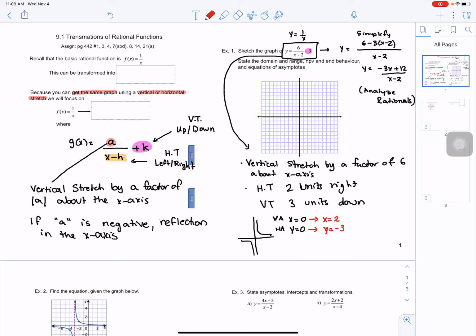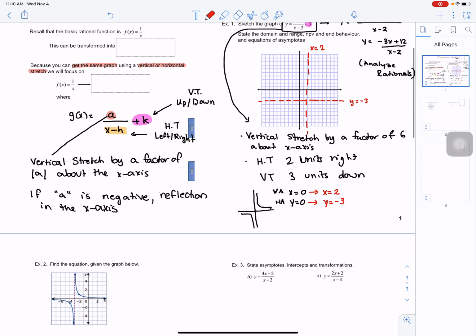So I'm going to plot these points. 1, 2, 3. So there's my horizontal asymptote, y equals -3. I plot my vertical asymptote, x equals 2. And then my graph is just going to be shifted into those two branches with no stretches, no translations.